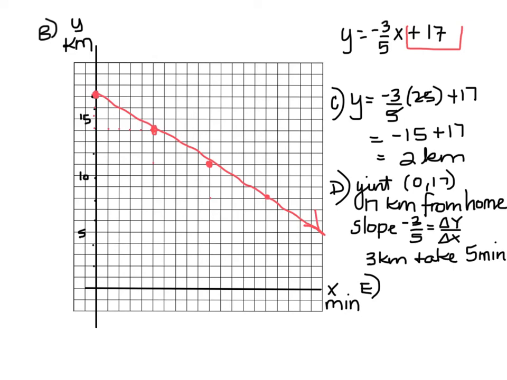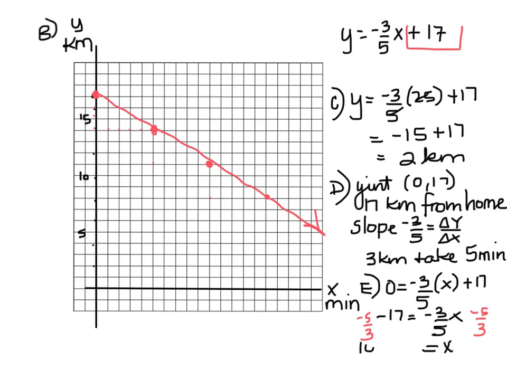E. When do I get home? Well, I get home when I'm at 0 kilometers, so I'm going to do it backwards this time. 0 kilometers equals negative 3 fifths times some amount of time plus 17. I'm going to subtract 17. I'm going to multiply by the reciprocal. So I will get home in 10.2 minutes.